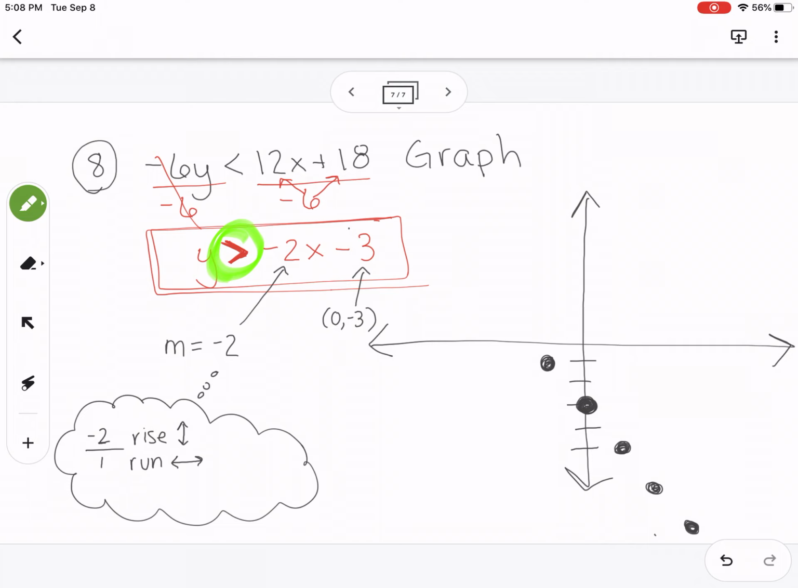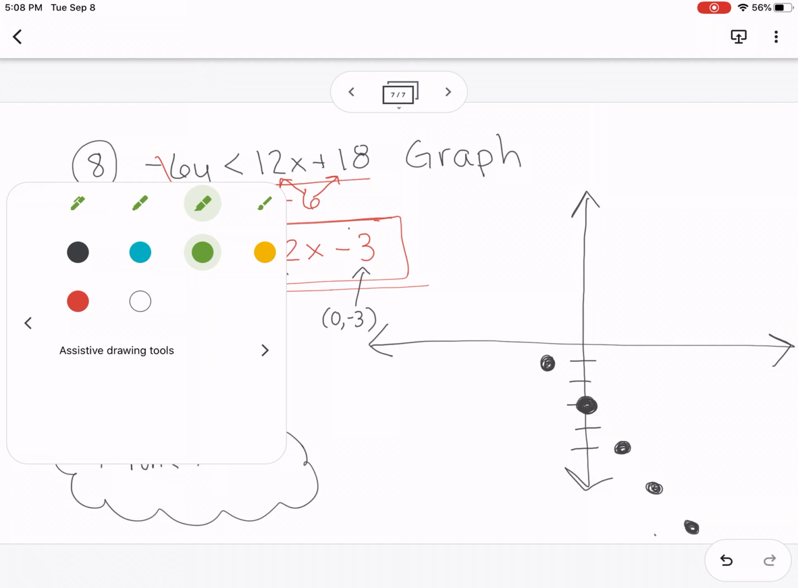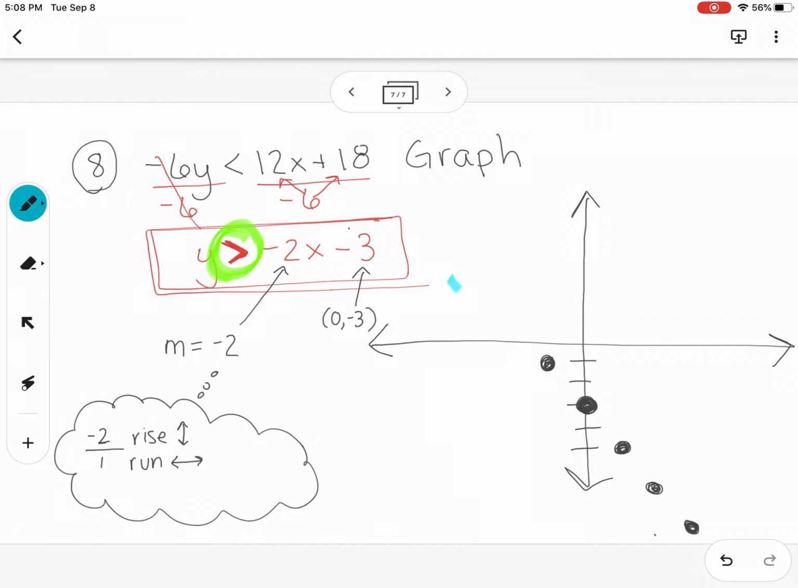If it's a less than or a greater than symbol, when you go to connect the dots, you have to use a dashed line. That's for a less than symbol or a greater than symbol. If the symbol has the equal to sign, less than or equal to, greater than or equal to, then you can do that solid line, okay?